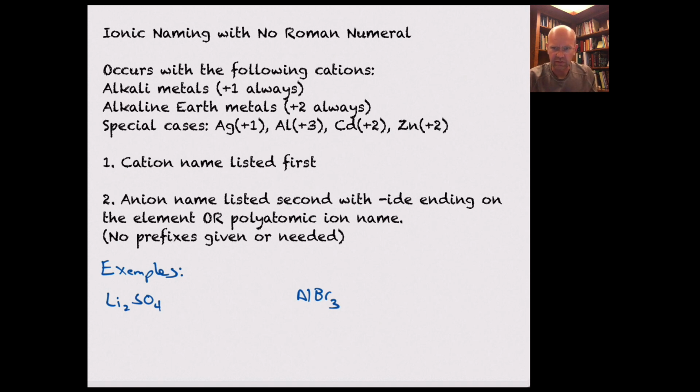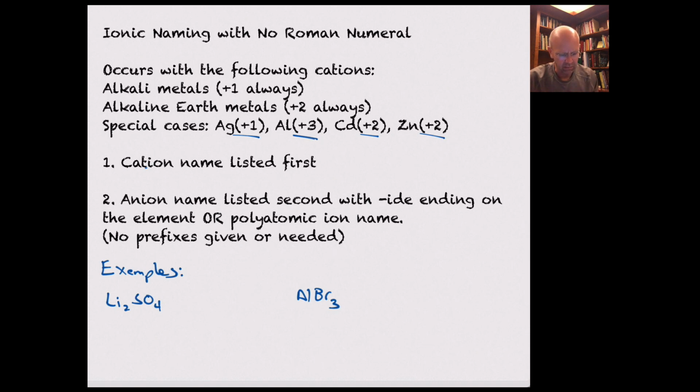There are a few special cases in other places in the periodic table of metals that only have 1 particular charge. So like silver, for example, only ever has a +1 charge. Aluminum only ever has a +3 charge. Cadmium only has a +2 charge, and zinc only has a +2 charge. So those are the cases in which we don't need to add Roman numerals because we already know what the charge on the cation is. So in these names, the cation is named first. So these are metals, so they'll be just given their elemental name.